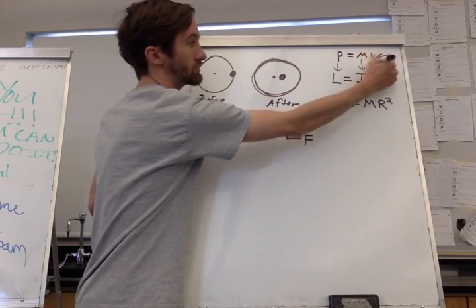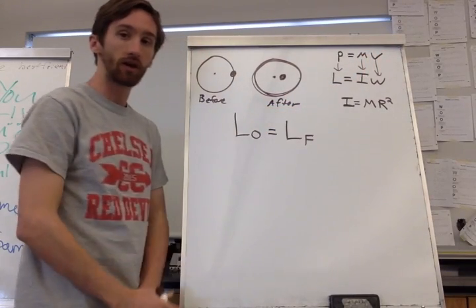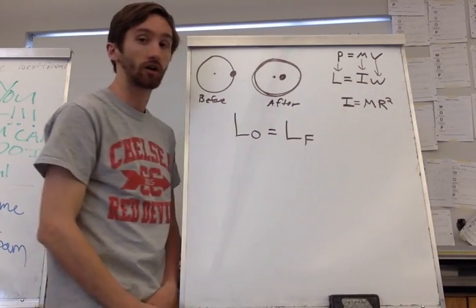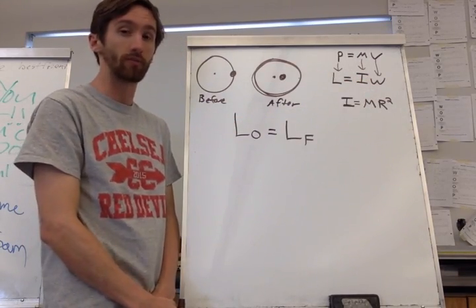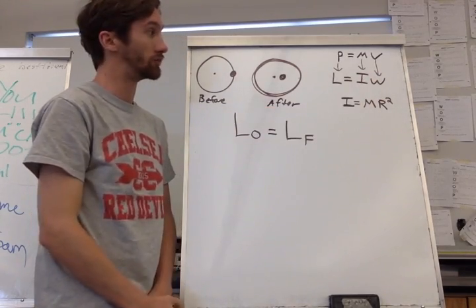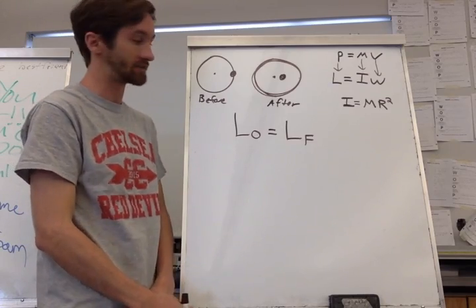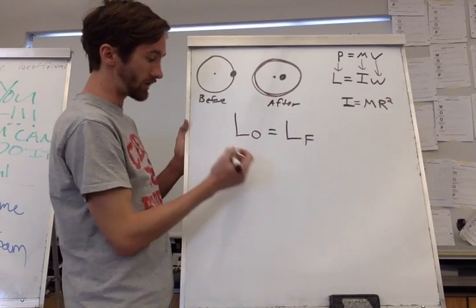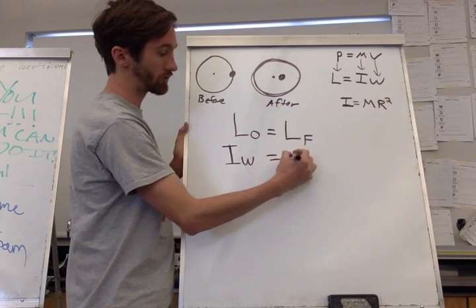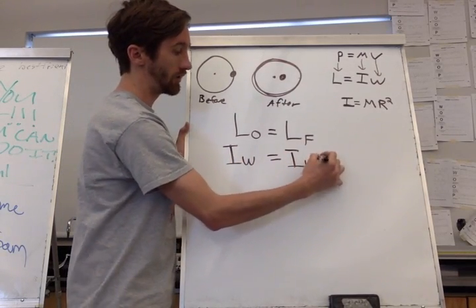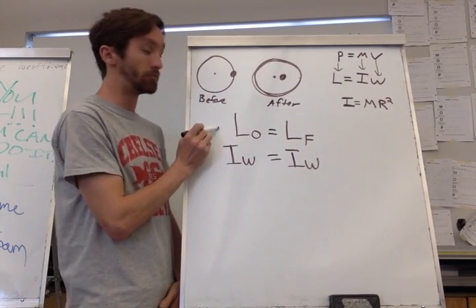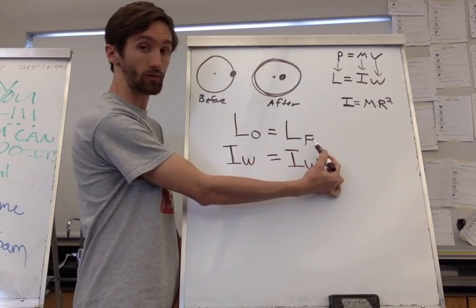We used to use mass times velocity. We're now going to use inertia, which is our rotational equivalent for mass, and angular velocity, which is our rotational equivalent for velocity. So instead of mv, we're going to write I omega. So this is angular momentum before, angular momentum after.